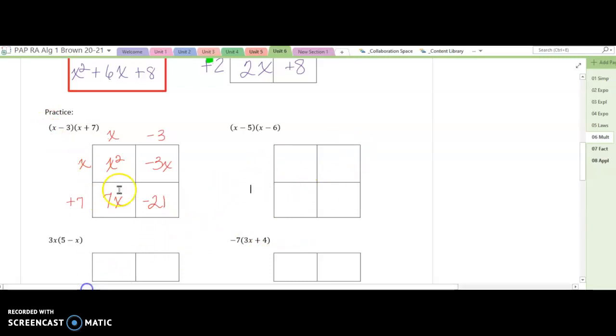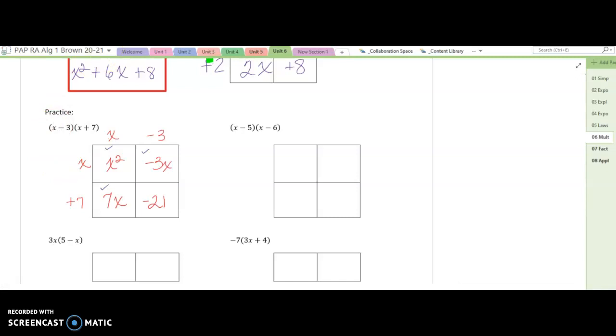Now what I want to do is take all of this out of here and put it over here as an expression that I'm going to be able to simplify. So I take out my x squared, it's the first one, then a negative 3x, and then a 7x, that's a plus 7x, and then a negative 21. Oh gosh, and I wrote a 27, didn't I? I'm going to move all this around. Hang on.